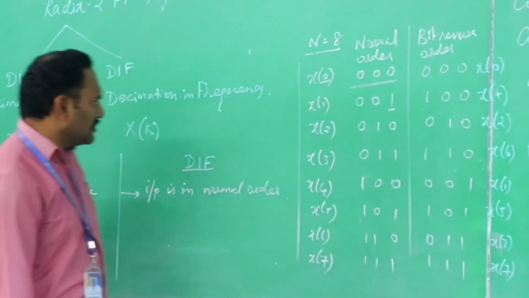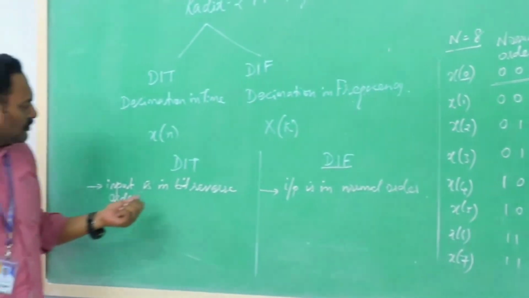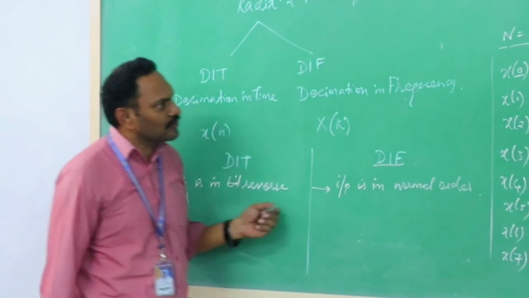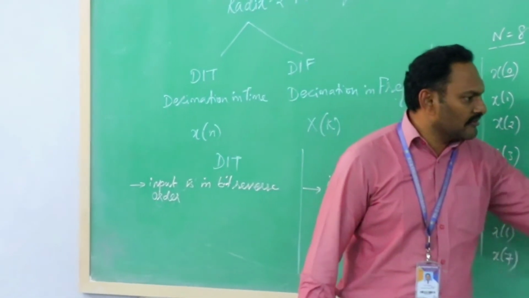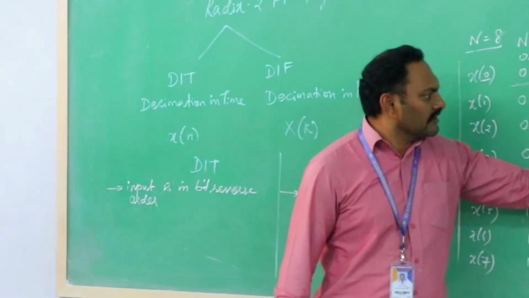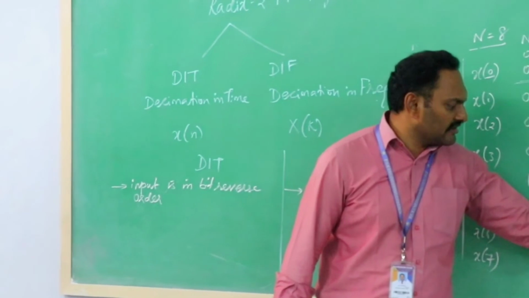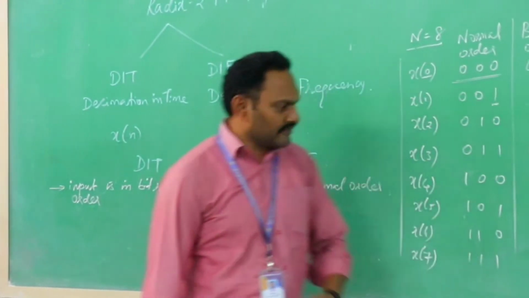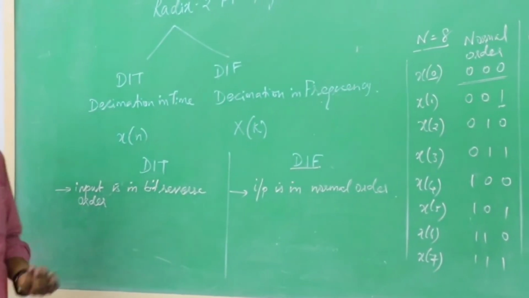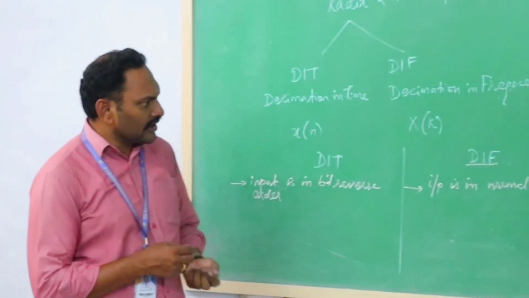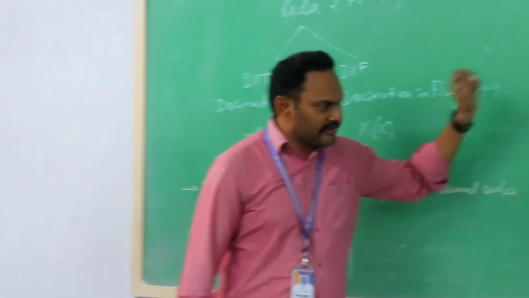That's why, if you are having a problem, first you have to write the input sequence in terms of bit reverse order: x of 0, x of 4, x of 2, x of 6, x of 1, x of 5, x of 3 and x of 7. While solving the problems, we should know how to write the input sequences. Let us see in the next video.